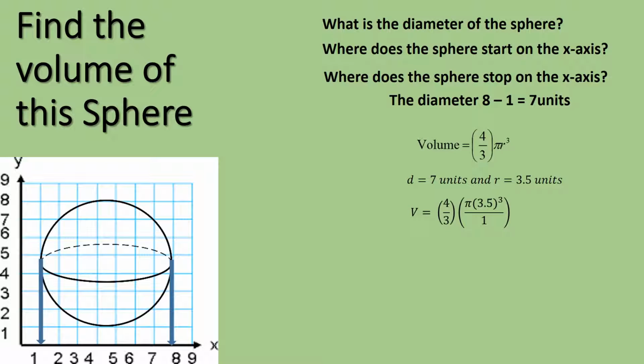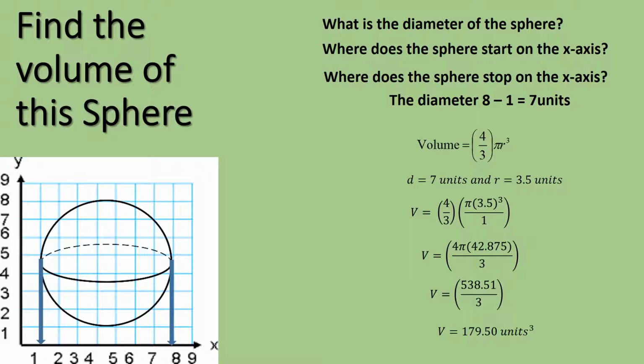There we go. Notice I am cubing the radius, so I'm going to do that. I moved my 3 and my 4 over, so it's all over one vinculum. I'm going to multiply everything on the top, and then I'm going to divide it by 3 on the bottom. It looks like the volume of this sphere is 179.50 units cubed. When we don't know if it's meters or inches or whatever, we just say units cubed.